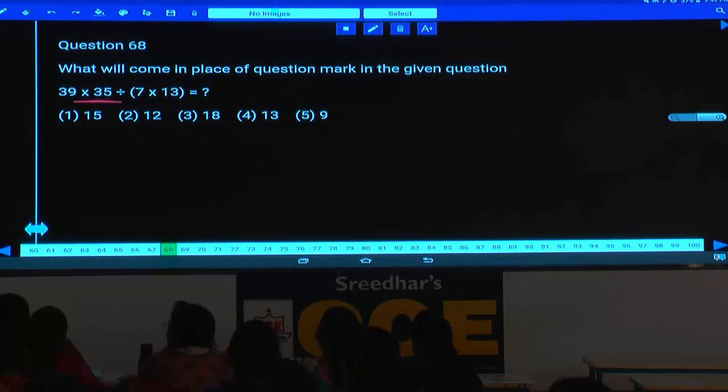You have a 5 multiple in the numerator and not in the denominator, so the answer should be a 5 multiple. 15.